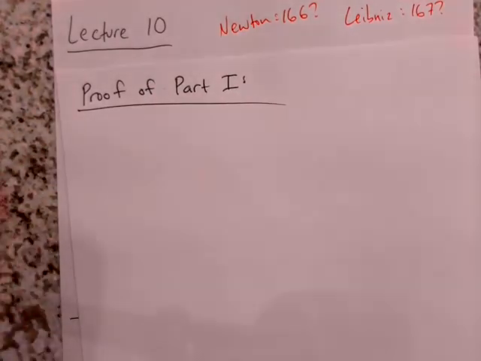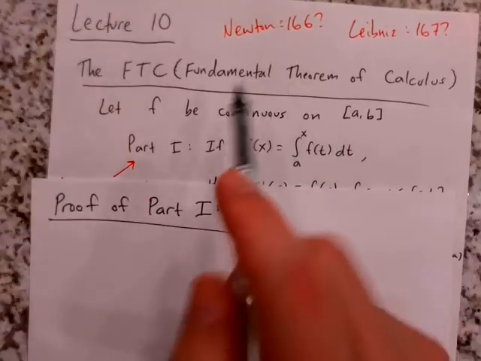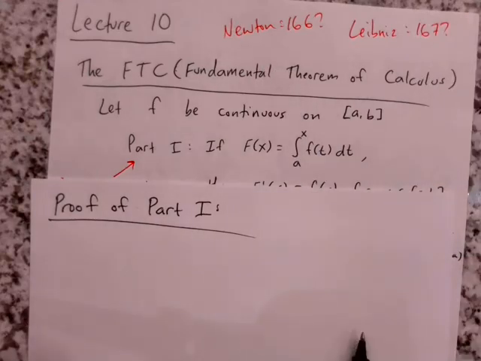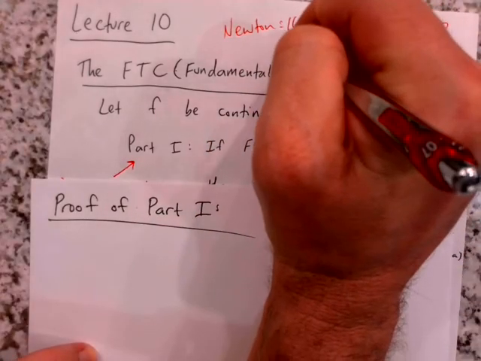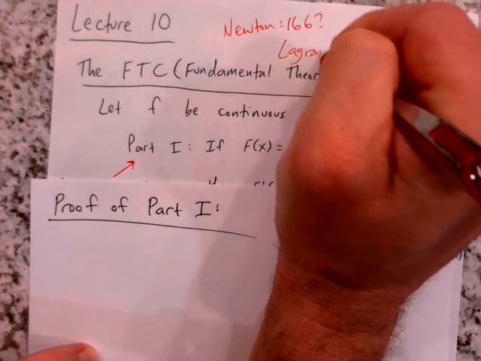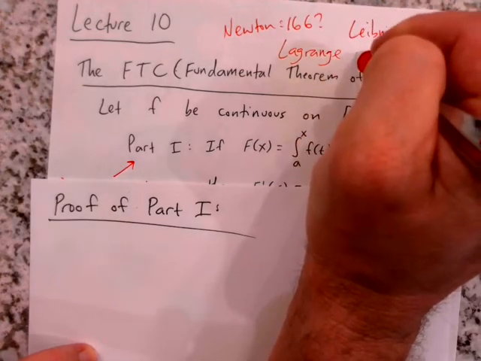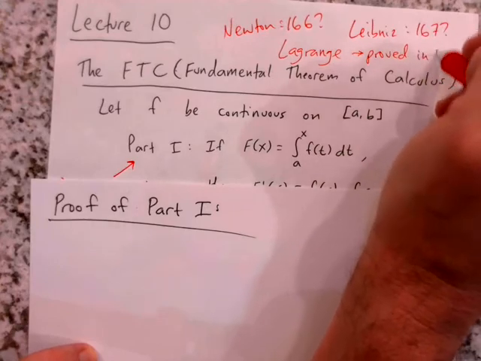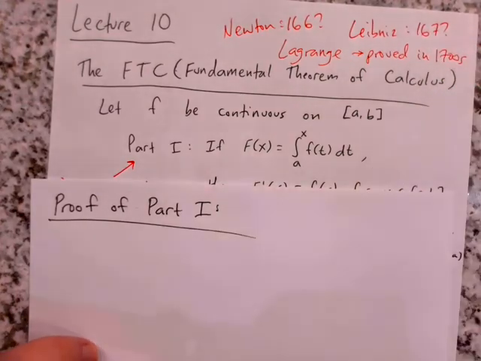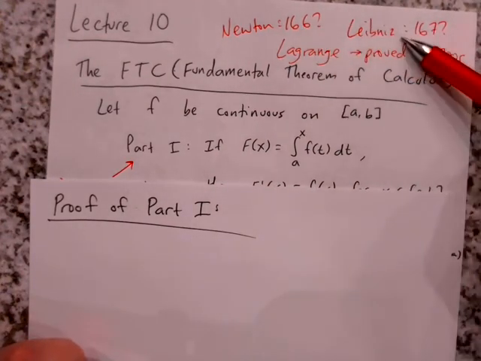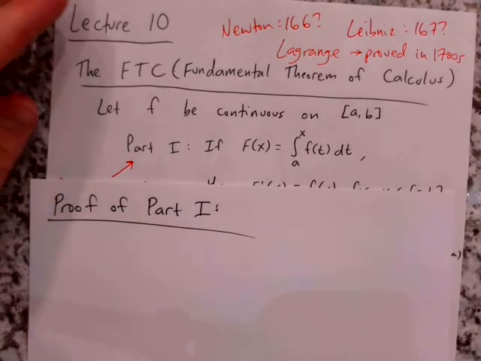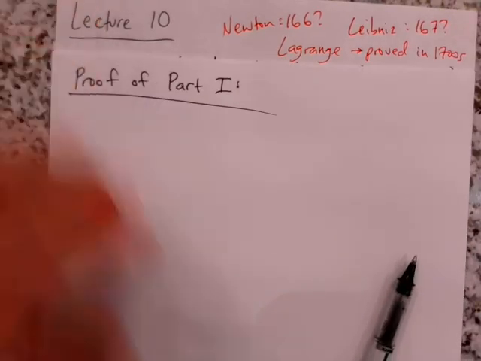One more side note before we get into the proof. Newton and Leibniz figured this out in the 1660s, 1670s, but it was a French mathematician, Joseph Lagrange, who proved it for the first time in the 1700s. So these two knew that it was true just geometrically, but Lagrange gave the first formal proof that this thing actually worked. Okay, here's the proof of part 1.